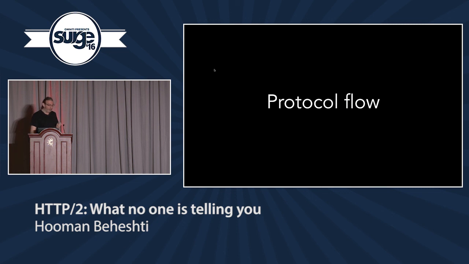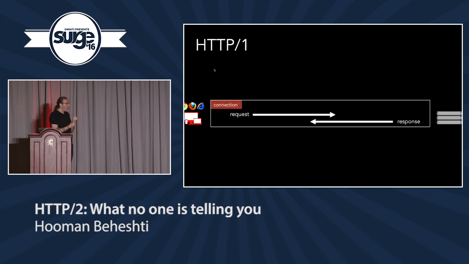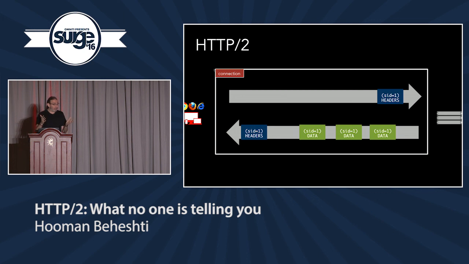So what does the protocol flow look like? Well, with H1, we had a single connection, and we would send a request, and the server would send a response. That's how H1 worked. With H2, we have a single connection. Instead of sending a request, we send a headers frame with all our request headers. It's got a stream ID, and the server responds with a headers frame with the response headers and a bunch of data frames. That's the payload. Everything has a stream ID, and that's how the two sides know what the communication is.